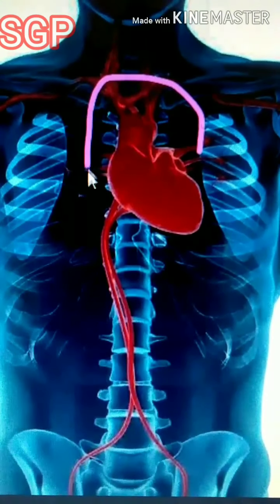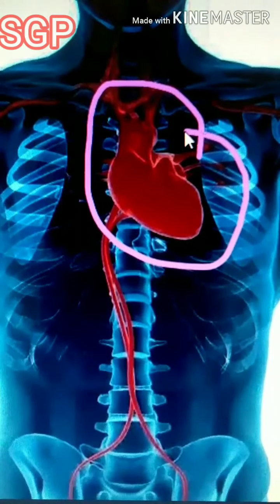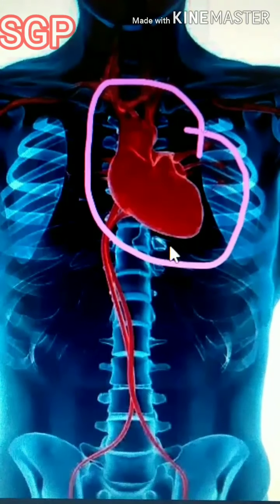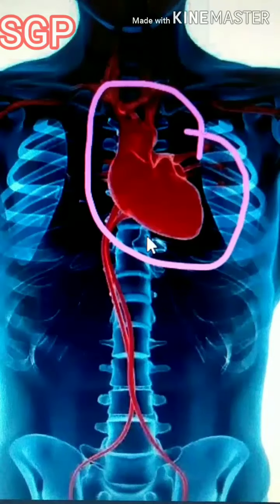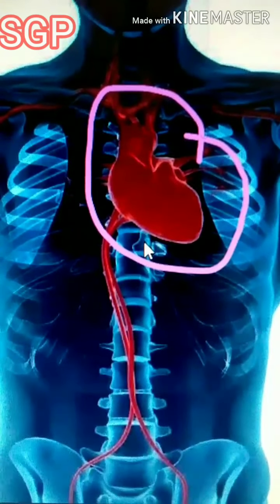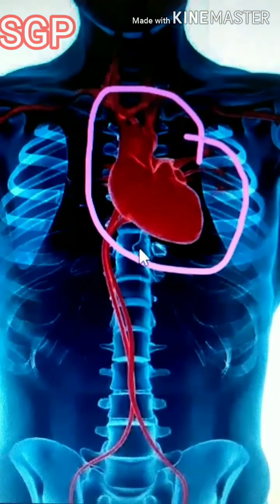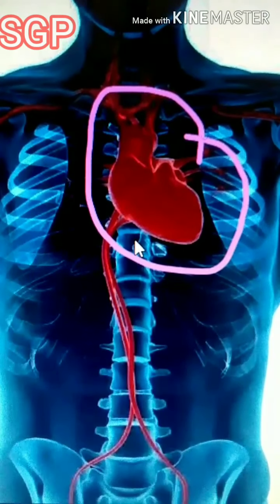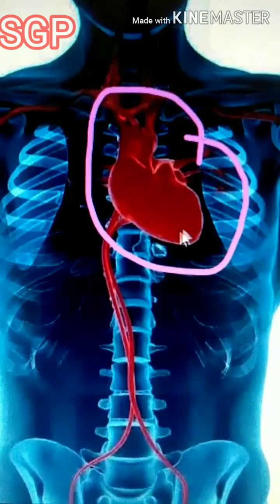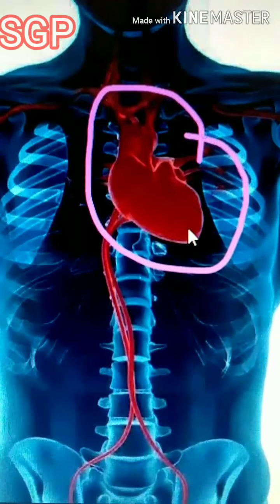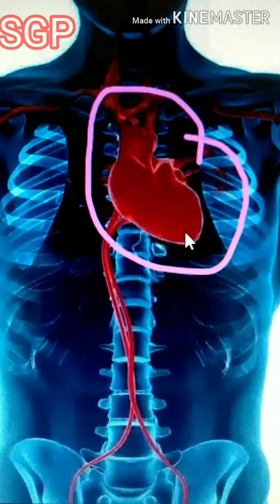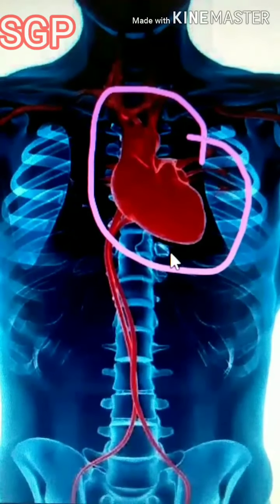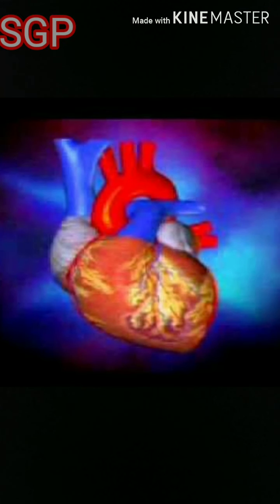The shape of the heart is more or less conical. In terms of size, it is the size of a closed fist. In an adult human, the heart weighs from 200 to 425 grams. This is how the heart appears.